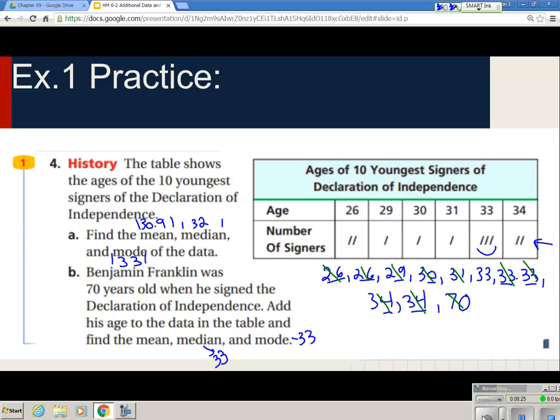Well, the big change we're going to see is the mean, because when we have to add 70 into it, we're going to find the mean to be 34.5. So we actually changed almost 5 years when we add him. So outliers, remember this is an outlier, can change numbers significantly.